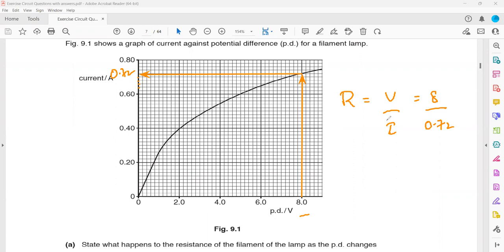So 8 divided by 0.72, what's the answer for this? 11.1. So the resistance is equal to 11.1. And the unit of the resistance is ohm, which we represent by omega.